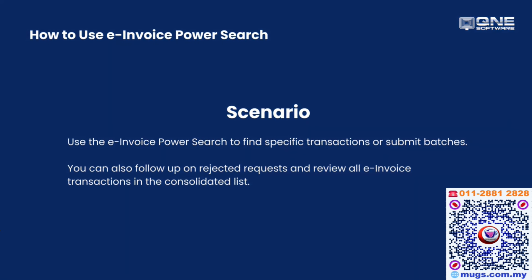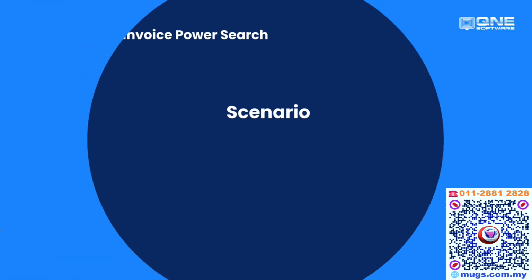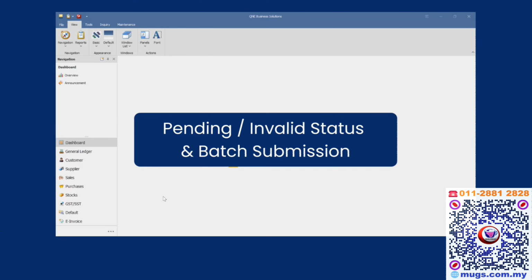Scenario: use the E-INVOICE Power Search to find specific transactions or submit batches. You can also follow up on rejected requests and review all e-invoice transactions in the consolidated list. Solution: pending or invalid status and batch submission.